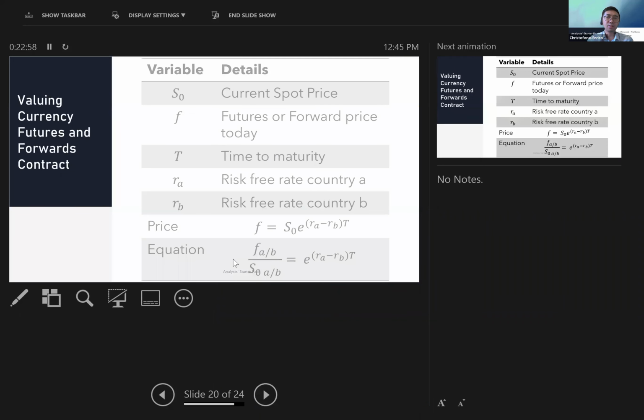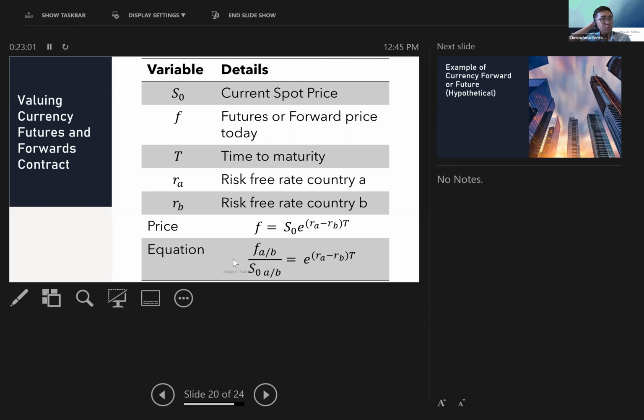And then this is just to calculate currency futures. For currency futures, it's slightly different because you have a currency exchange price and also differences between risk-free rates. So let's say here RA is the risk-free rate for country A and RB is the risk-free rate for country B. You do the calculation by subtracting the risk-free rate of country B from country A, because the equation of the forward and spot price is defined here for the currency exchange.